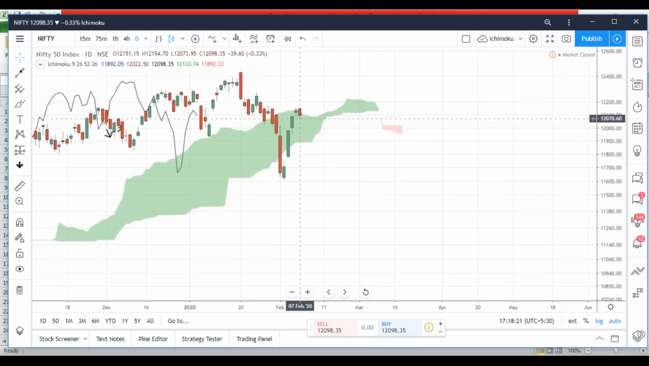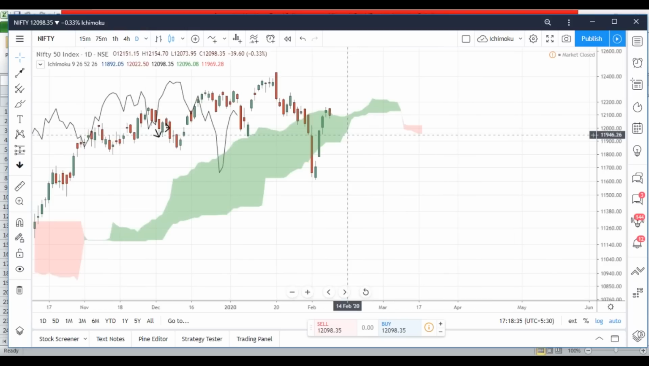Like here, I will not go long because the future cloud is bearish. But when the price was around this level, the future cloud was also bullish. So it was synchronized with our overall trend. And also currently ICICI has given something like this.